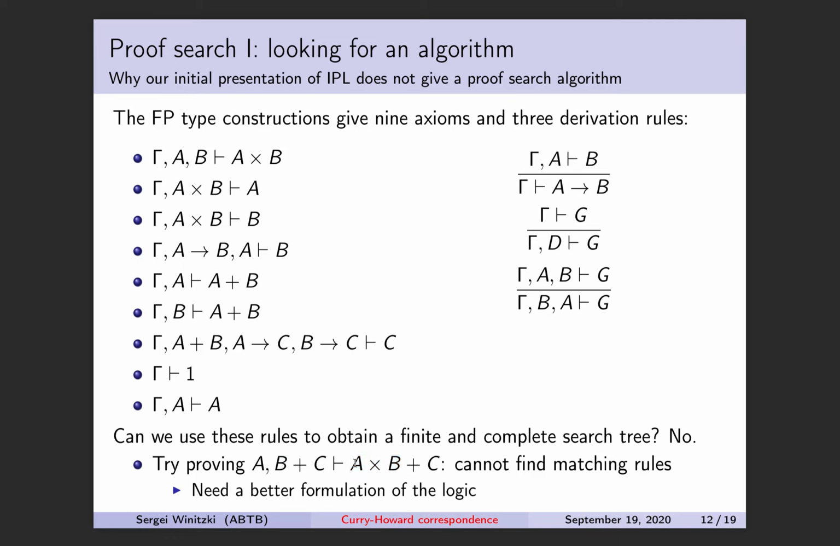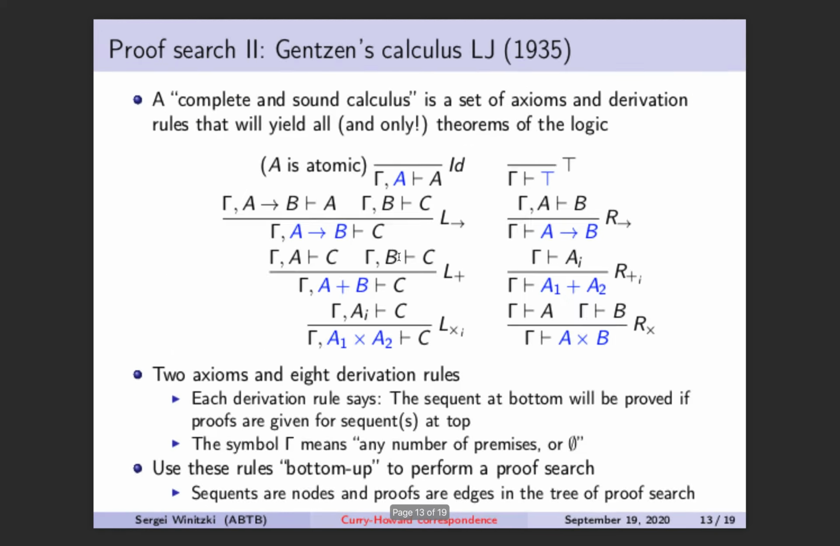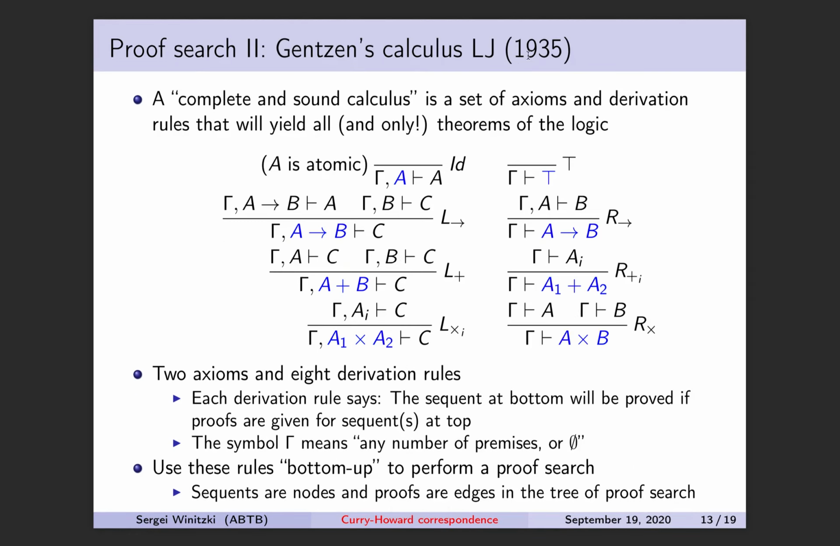So a programmer can look at this, and having developed the intuition for the constructive logic, the programmer can write code quite quickly for this kind of thing. But these rules do not give an algorithm. We need a better formulation of the logic. The first formulation of the logic that gave an algorithm was found in 1935 by Gentzen, and it was called LJ.